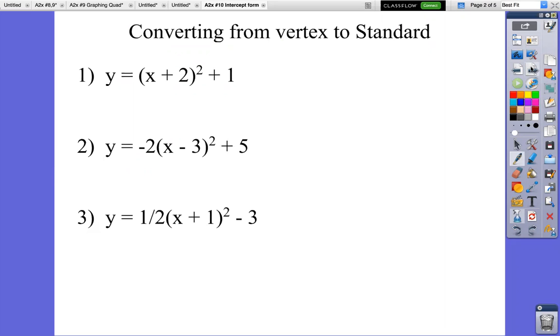So the very first one, we talked about this yesterday, but only for a second. We rushed through it and I didn't even get to it in the other two classes. If you are converting from vertex to standard form, make sure to FOIL first. Now FOIL really means multiply this out, right?